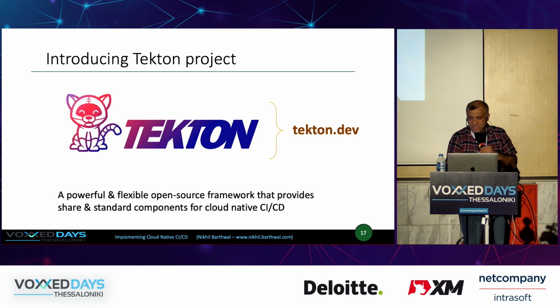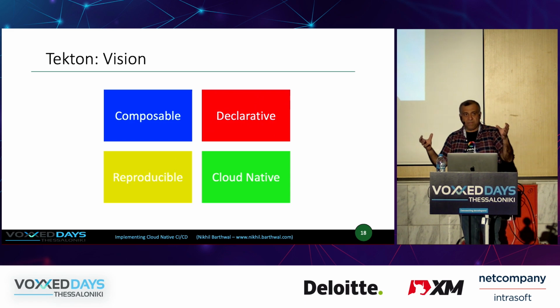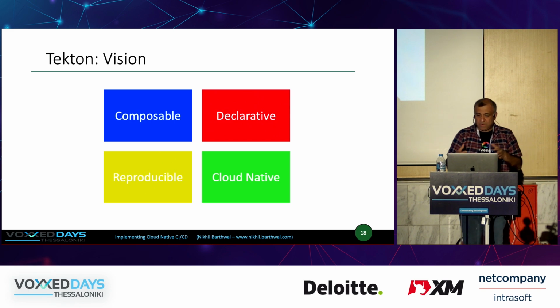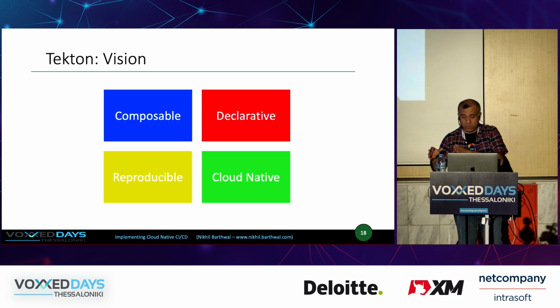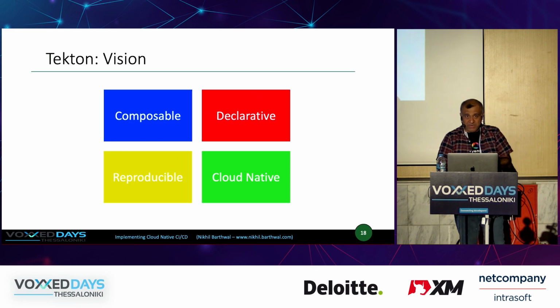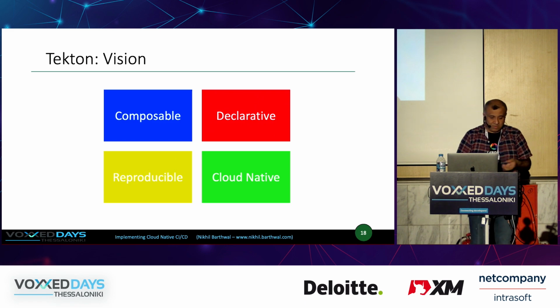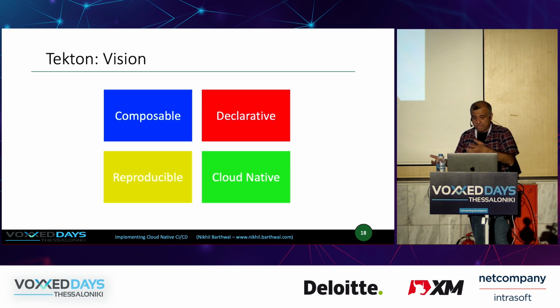Tekton came with a vision that it should be composable. We saw this in CI/CD tools, right? We want things to be composable. We want to combine and recombine our pipelines. So composability is there. It's declarative. I want to be able to just specify what I want. I don't want a prescription. I want a description of what I want. Reproducibility. I don't want any surprises where things work in one environment and don't work in another environment. And obviously, I need cloud-native support.